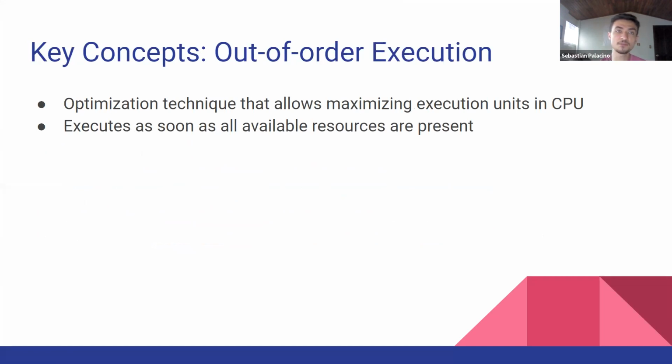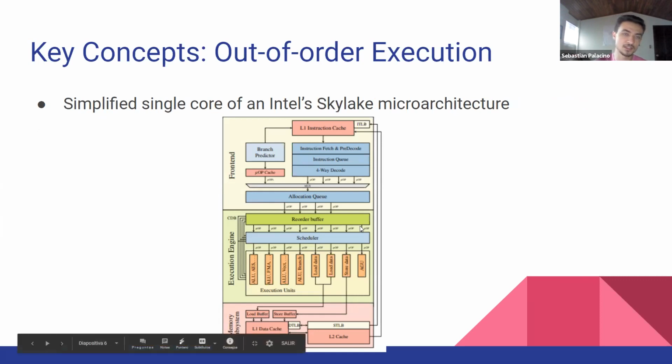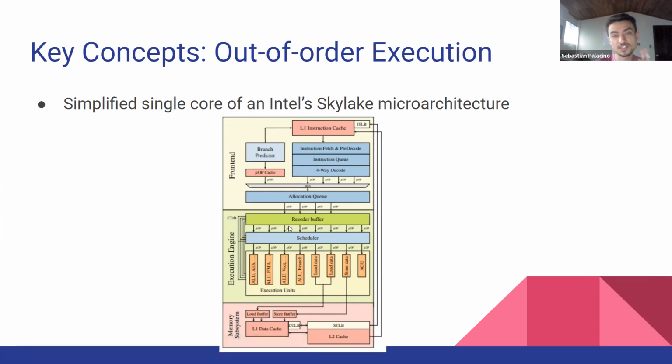Out-of-order execution is an optimization technique that allows maximizing execution units in the CPU. What does this mean? Well, the out-of-order execution executes as soon as all available resources are present. So a better way to understand it is the following image. This image is a simplified single core of an Intel Skylake microarchitecture. What you can see here is the microarchitecture of the Intel Skylake, but I want you to pay close attention to the second block, the execution engine. That is where the out-of-order execution happens.